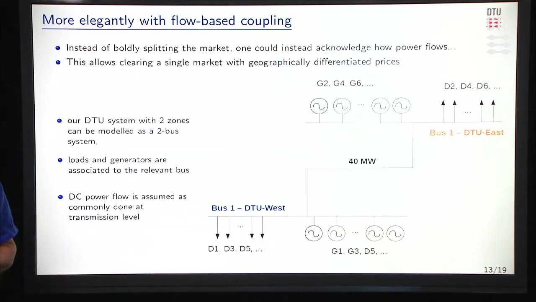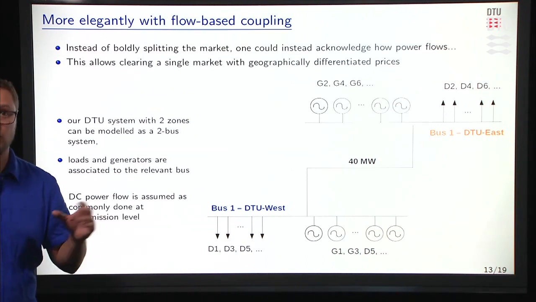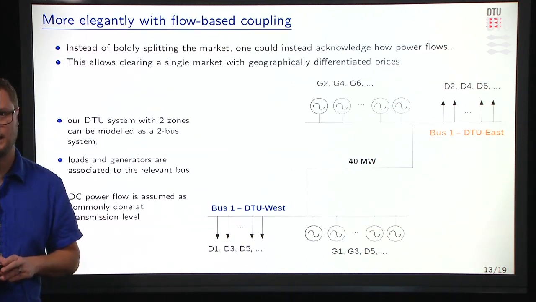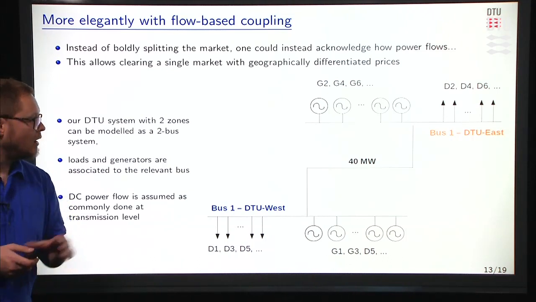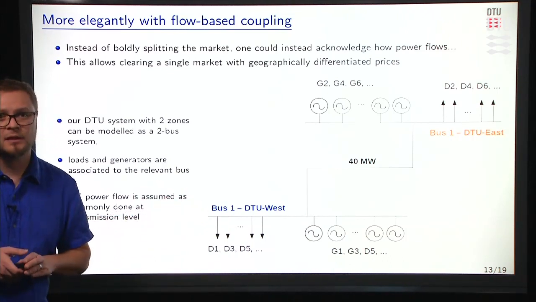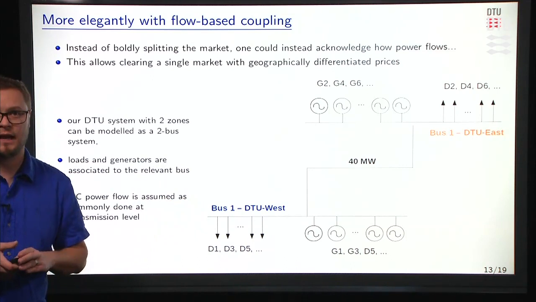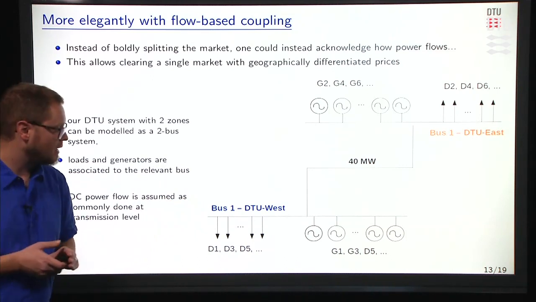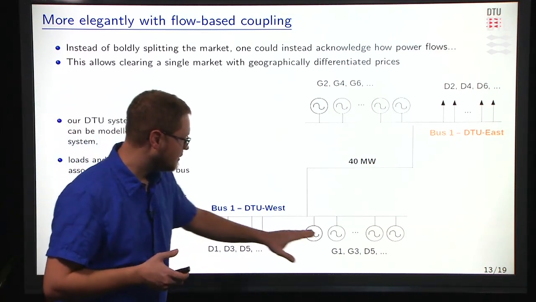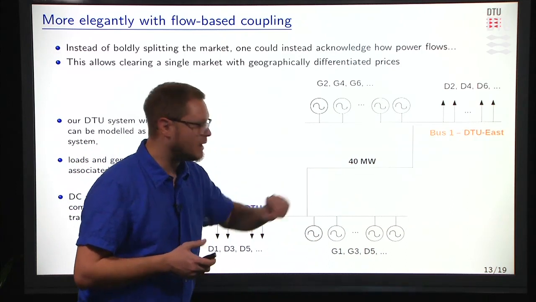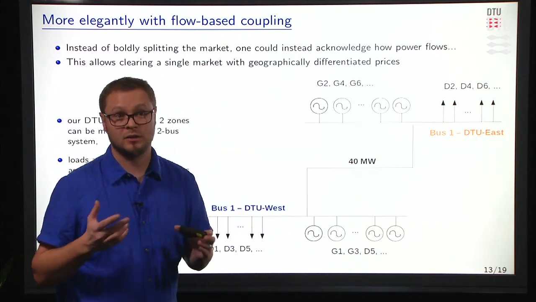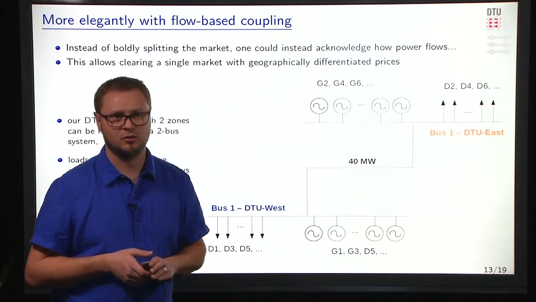We can handle this problem more elegantly through flow-based coupling, which is the way we couple all the areas in the European electricity market. We have a power system with DTU West side and DTU East side, some demand, some generation, and an exchange capability with a cable of 40 megawatts between the two areas.